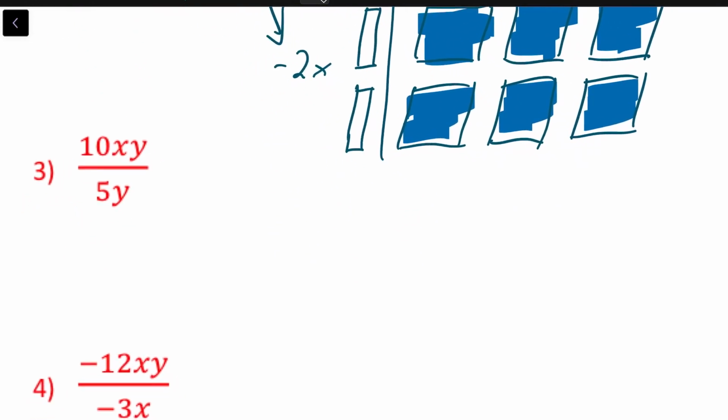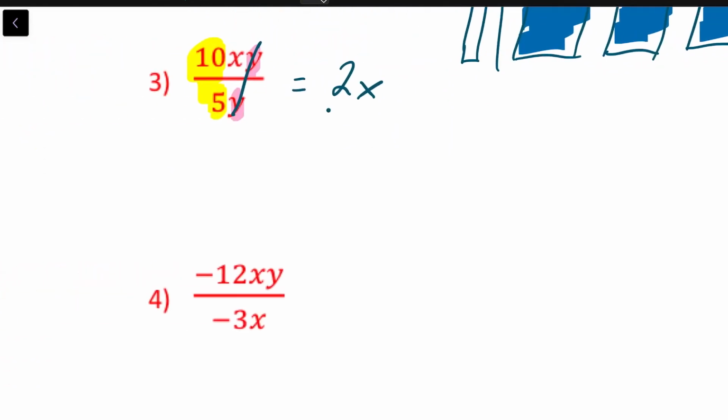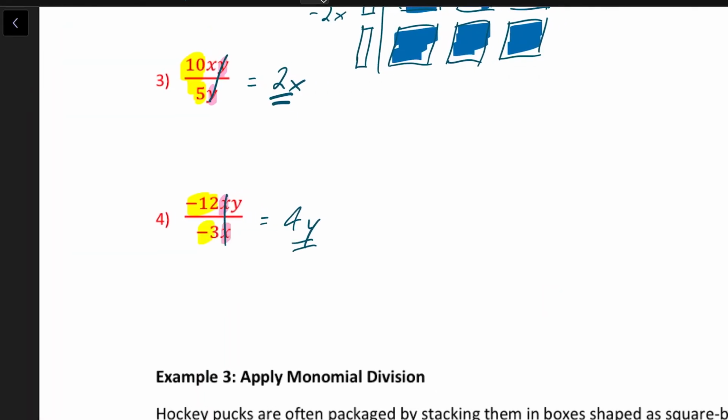Let's step it up here for algebraically. 10 divided by 5 is equal to 2. y divided by y is equal to 1, so they cancel out. And then all I'm left with is that x to bring over. And that's your final answer. And then again here, negative 12 divided by negative 3. Negative divided by negative is going to give me a positive. 12 divided by 3 gives me 4. And x divided by x is going to cancel out, which leaves me with a y. Positive 4y is your final answer there. Hopefully that went well for you.